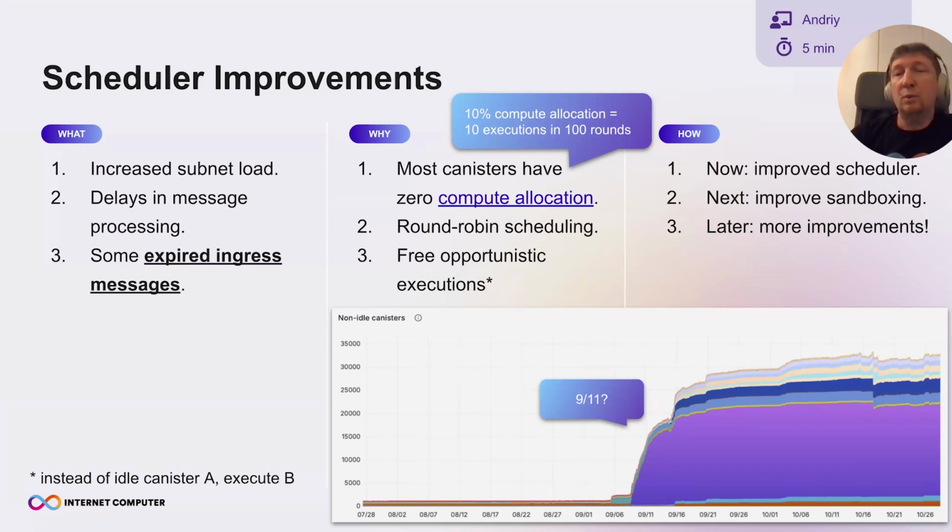As a result, we schedule those canisters round robin, and the scheduling order doesn't change much. On top of that, when one canister is scheduled but has no messages to execute, another canister takes this opportunity and gets executed instead. Those opportunistic executions were completely free. During the past few weeks, we worked hard to improve our scheduling and sandboxing. To give you some context about the load we faced, here is a graph of non-idle, or active, canisters on the subnets. Those are canisters actively seeking to be executed. In September, the number increased from less than 2K to more than 30K canisters.